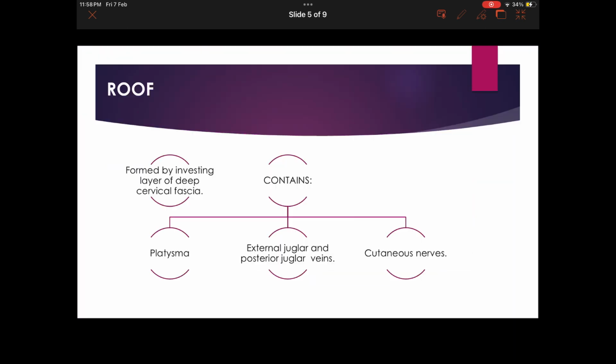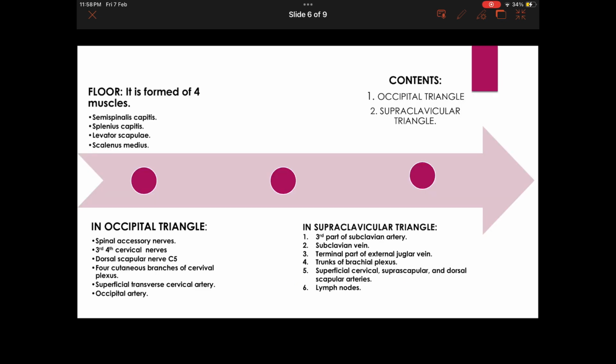Now roof. The roof of the posterior triangle, how is it formed? It is formed by the investing layer of deep cervical fascia, and it contains platysma, which is a muscle, external jugular and posterior jugular veins and cutaneous nerves. Okay. Now the floor of posterior triangle. It is formed of four muscles. First is semispinalis capitis, splenius capitis, levator scapulae, and scalenus medius.